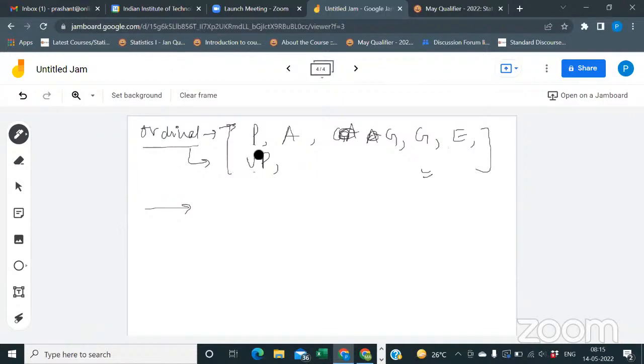So I can order this data, and I can also compare. Average is better than poor. Good is better than this. Excellent is better than everything. So when you can compare, then the ordinal scale of measurement will be applied here.